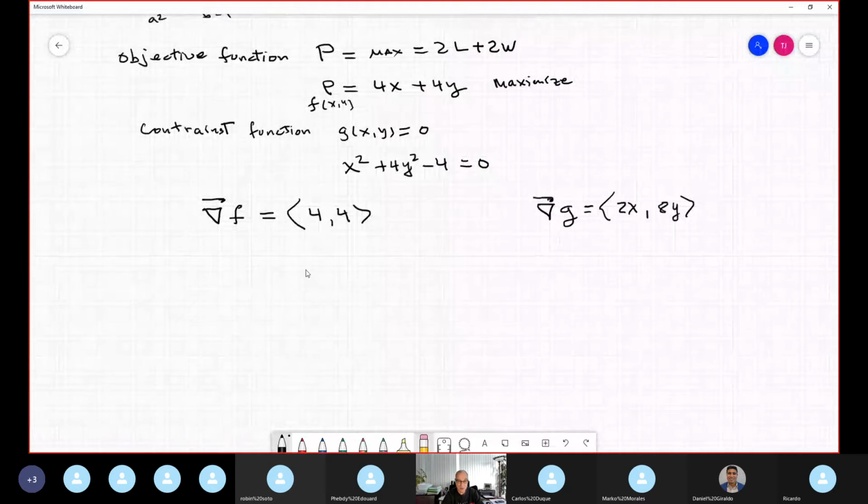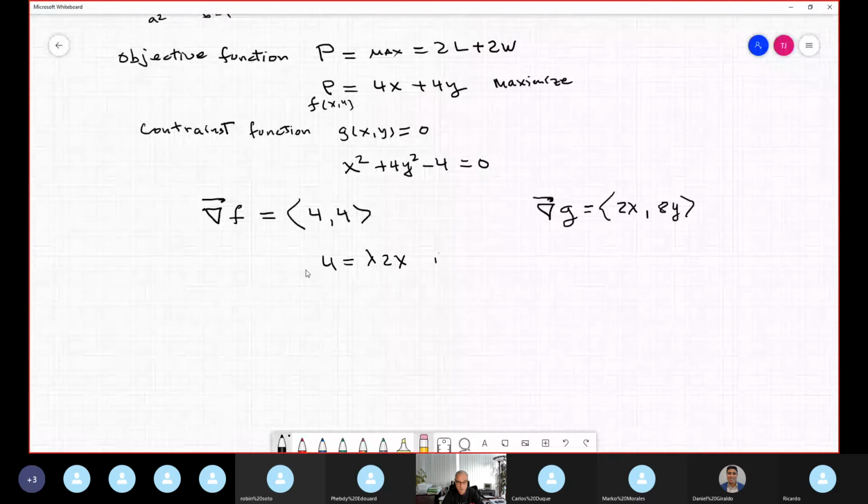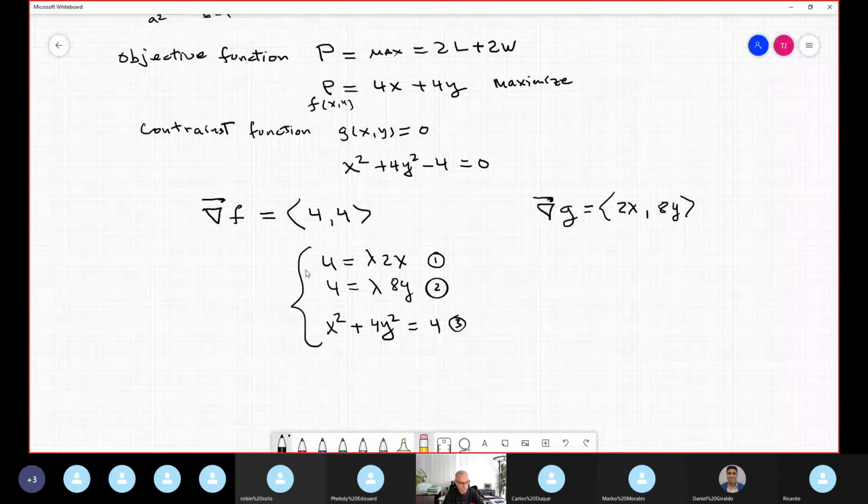Everyone follow me? So, our equations, in this case, we have 3 equations, no? 4 equals lambda times 2x. This is my first equation. My second equation is 4 again, it's a coincidence, equals lambda times 8y. Equation 2. And finally, x squared plus 4y squared equals 4. Equation 3. So we focus on this.